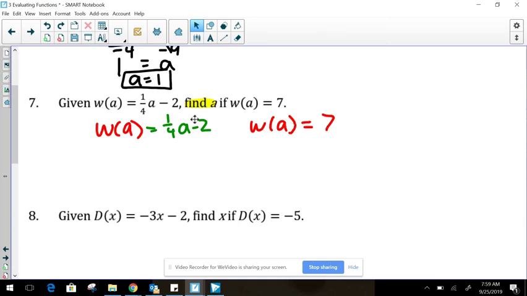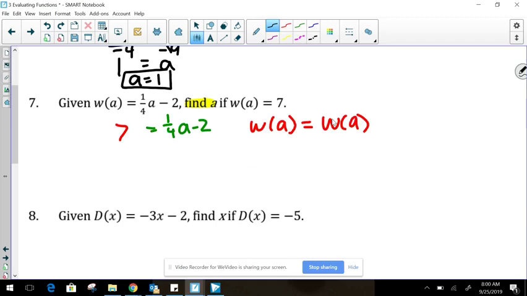All of these reds are equal. So I'm going to switch. I'll move my 7 here, my W of A here. All right, and now I can solve. So I'm going to add 2, add 2. So I have 9 equals 1/4 A. Those 2's just canceled. Okay, I want to get rid of a fraction. I'm going to multiply by the reciprocal.